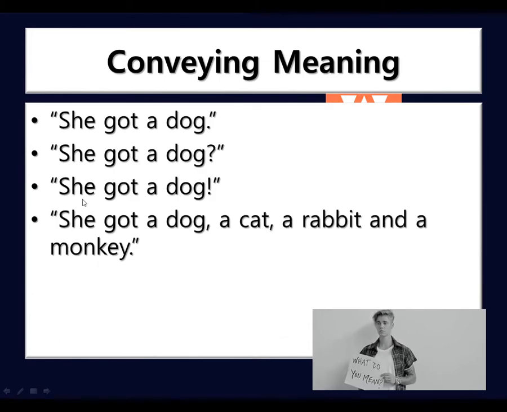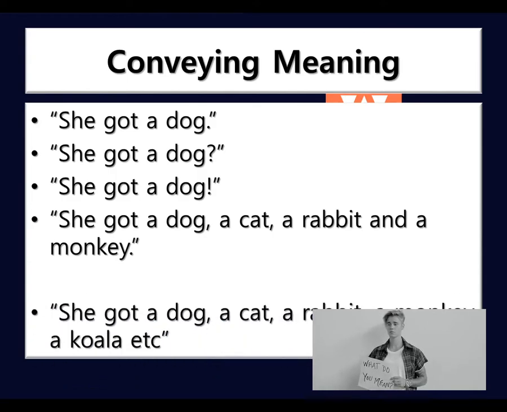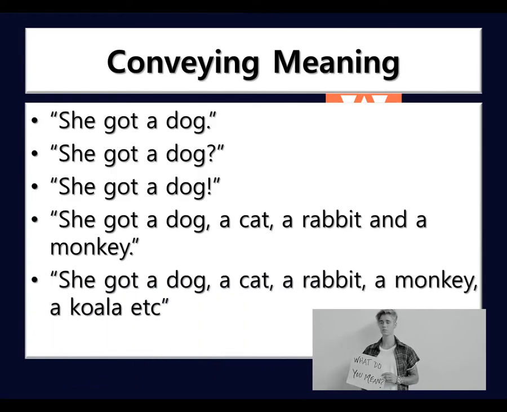She got a dog, a cat, a rabbit, and a monkey. You can hear that intonation there as well when giving a list of different things. She got a dog, a cat, a rabbit, a monkey, a koala, etc. There you go. We're going to go over these in more detail, but these are the overviews of what we'll be talking about today.